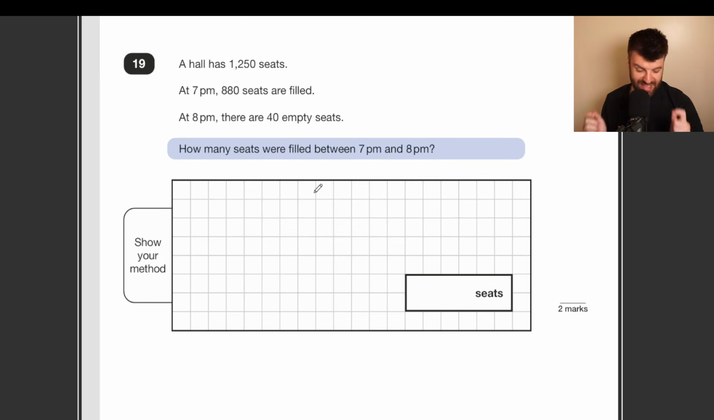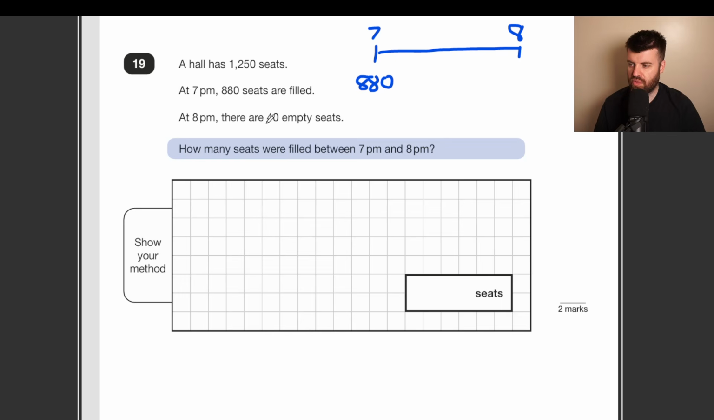Question 19. Oh, this question has such a little trick halfway through. Let's see if you can spot it. A hall has 1,250 seats. At 7 p.m., so I'm going to do a timeline. This is at 7. 880 seats are filled. Cool. At 8 p.m., there are 40 empty seats. So we've switched it. We've gone from talking about how many seats were filled to now we're talking about how many seats were empty. That's a vital piece of information, else you're going to get trapped.